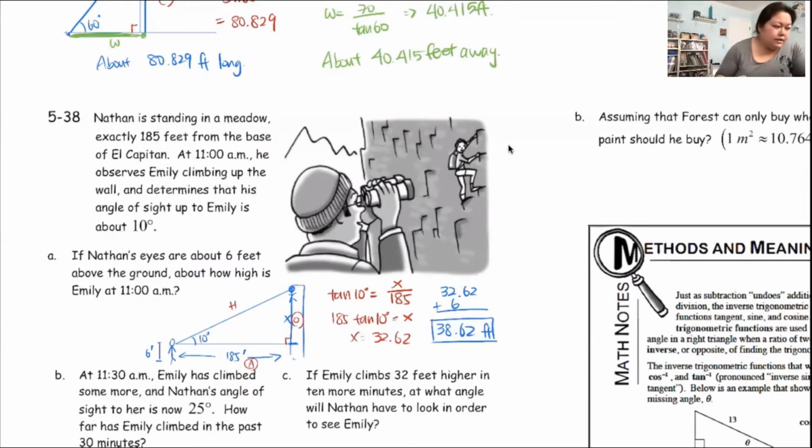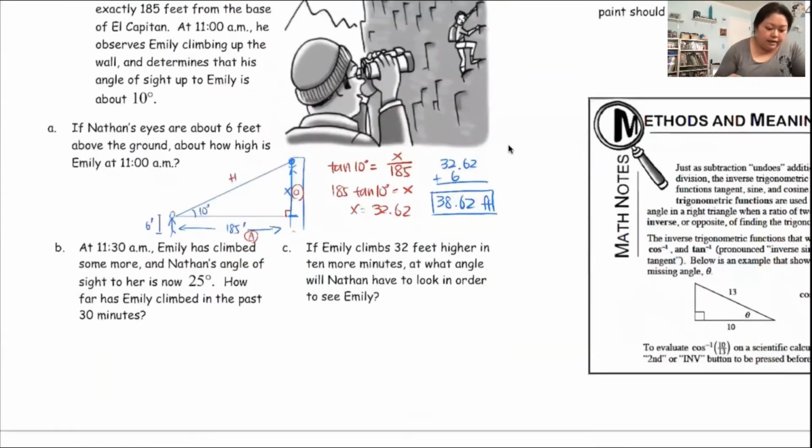Okay, now at 11:30, Emily has climbed some more, and Nathan's angle of sight to her is now 25 degrees. So see, it makes sense. At first she's a little bit lower, so it's 10 degrees. Now his line of sight is a little bit higher because she's climbed up more, right? So his angle's changed to 25 degrees. How far has Emily climbed in the past 30 minutes? Wow, in 30 minutes, the angle went from 10 degrees to 25. It's quite a bit. So let's see.